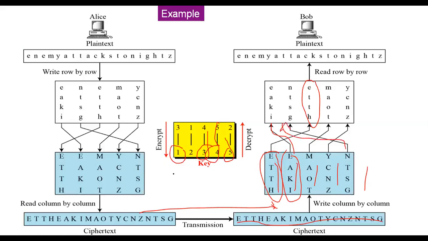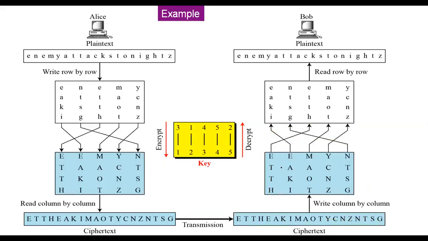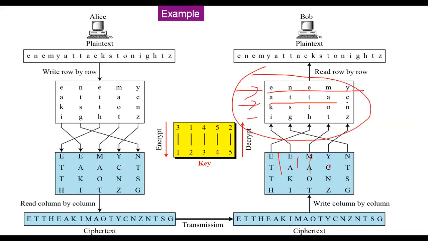So by using this key, all these columns are reordered. Then finally read this data row by row to get the plain text. So ENEMY, ATTACKSTO, NIGHT, then Z. This is the final plain text.